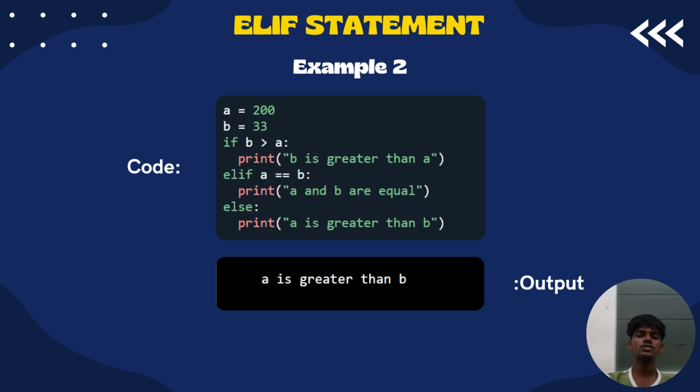Example 2. A is equal to 200, B is equal to 33. If B is greater than A, print B is greater than A. Elif A is equal to B, print A and B are equal. Else, print A is greater than B. Here, A is greater than B is the output.